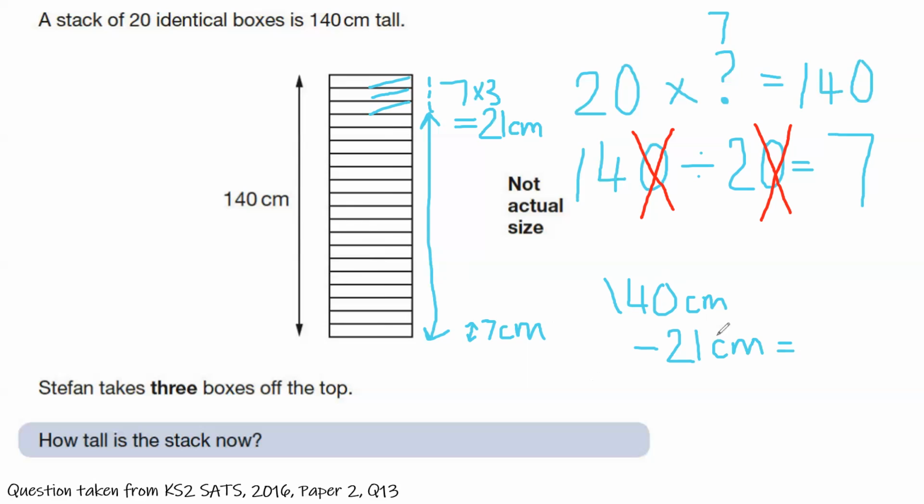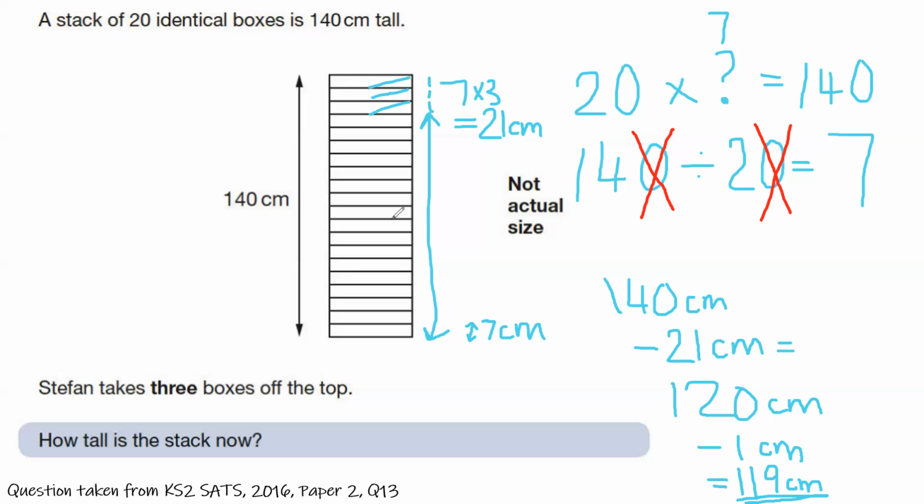Okay, so if we do 140, take away 21, do 140, take away 20, we get 120 centimeters. And then we'll take away the 1 centimeter remaining. And that gives you 119 centimeters. Okay, so this will be our final answer.